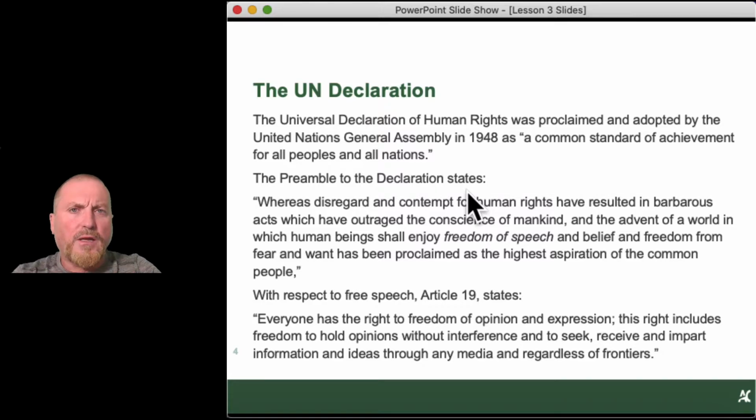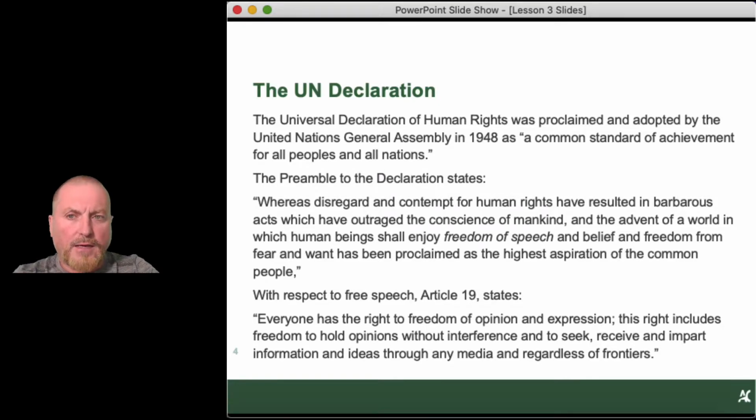There are certain things you have to be aware of, of course, which is that free speech is not just enshrined in Canadian law, but it's enshrined in international legal infrastructure as well. And starting as early as the Universal Declaration of Human Rights, proclaimed in 1948 by the UN General Assembly, as this common standard of achievement for all peoples and all nations.